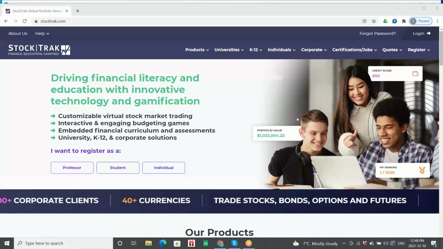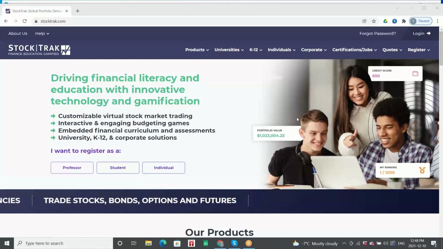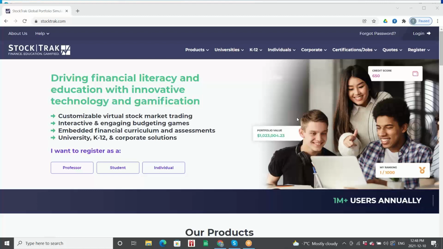So why is StockTrak.com such an important tool in your business program? Well, StockTrak.com brings to life the real world. I don't think there has been a time where so much of what we do and so much of what we hear is related to the financial markets. It's right in front of us all the time, especially when we're hearing things that affect our daily purchasing habits.